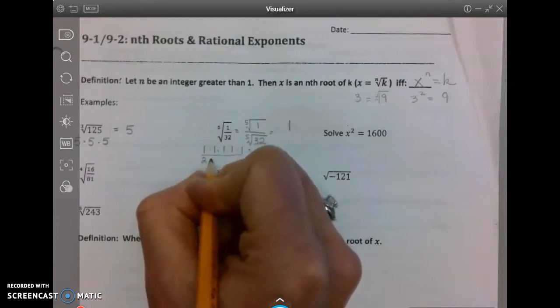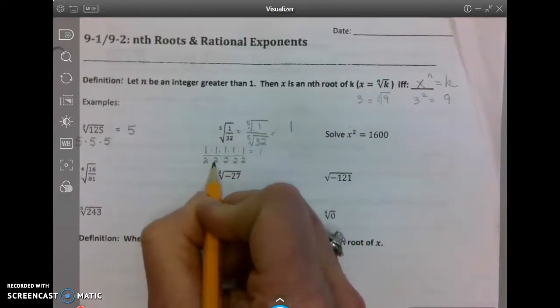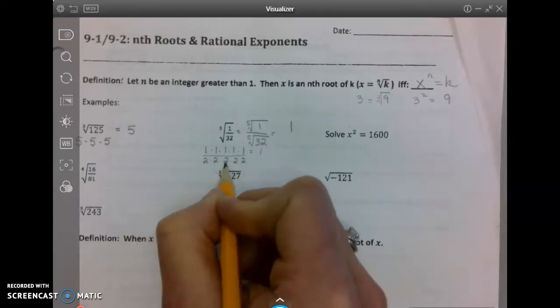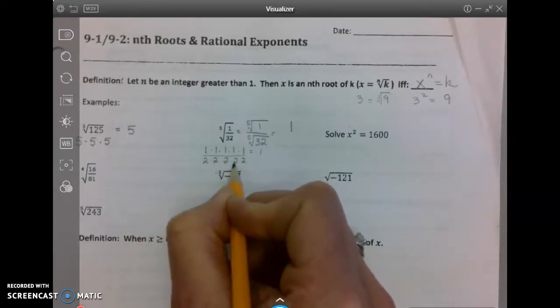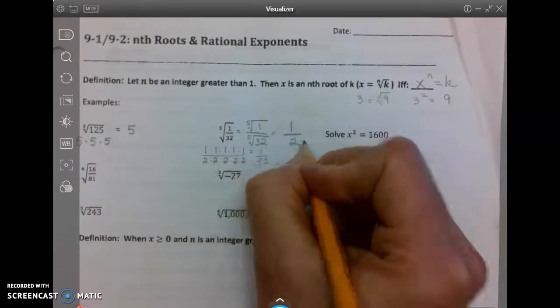Well, let's try 2. 2 times 2 is 4. 4 times 2 is 8. 8 times 2 is 16. 16 times 2 is indeed 32. So it's 1/2.